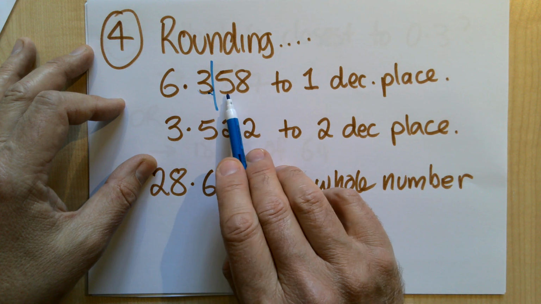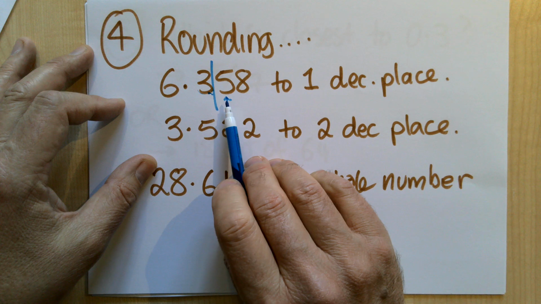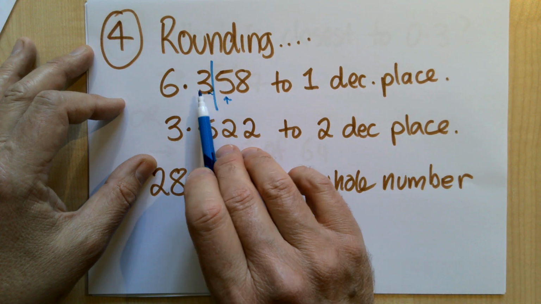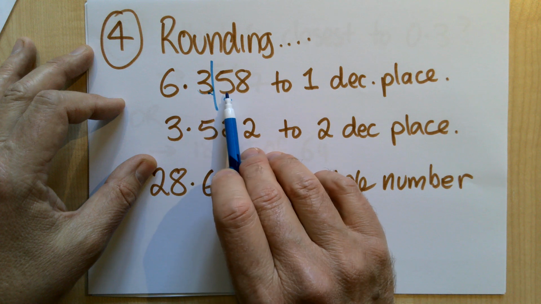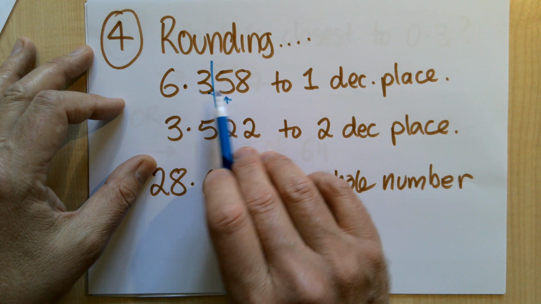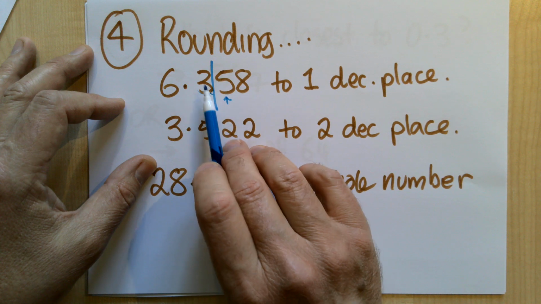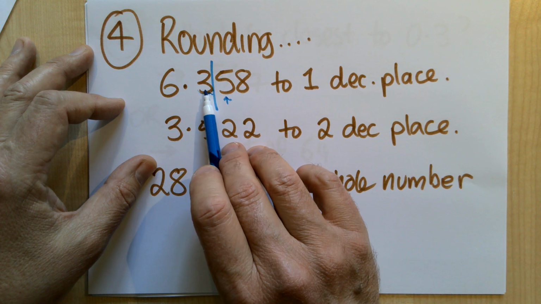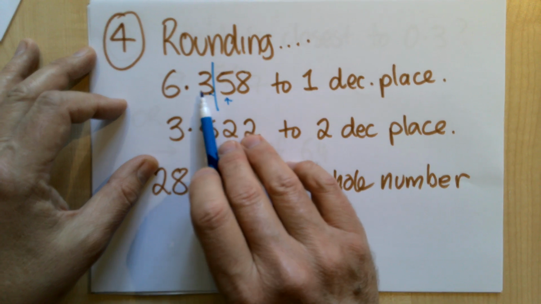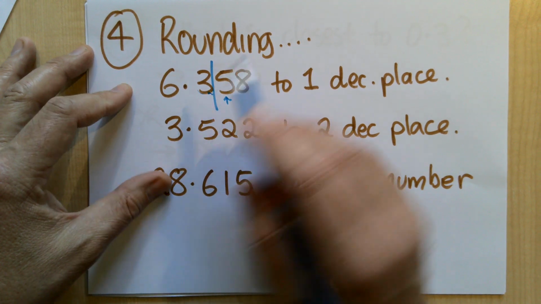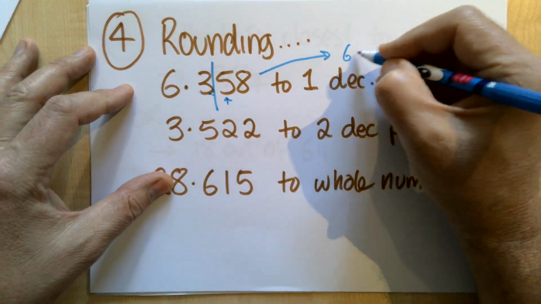To make that decision, I look over here. Here's the rules. If this number here is 5 or above, then this one goes up 1. If it's below 5, then that stays the same. That's called rounding down. Rounding up is I make it 6.4. Rounding down is I leave it at 6.3. Now, because that is a 5, I have to round up. So that is 6.4.